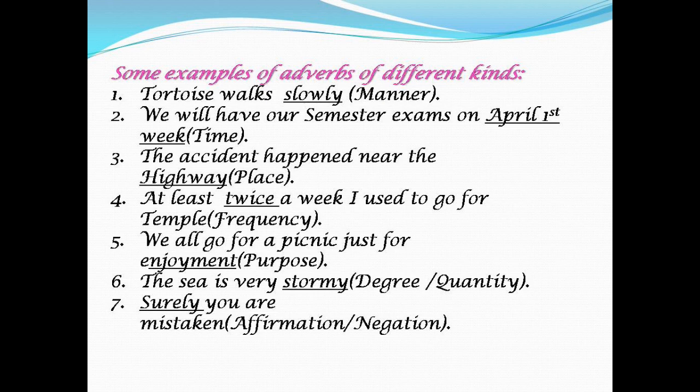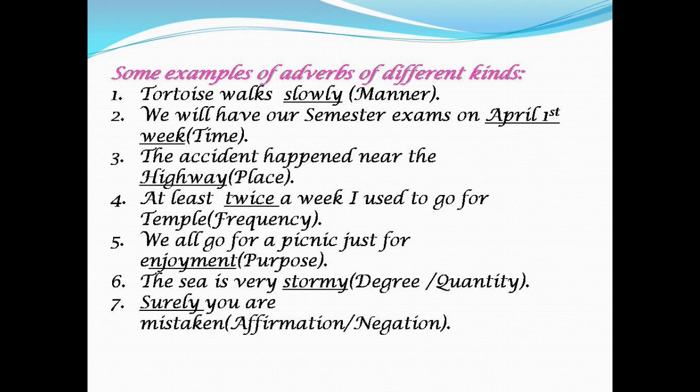Number one, the tortoise walks slowly. Slowly is an adverb of manner, good. We will have our semester exam on April 1st week. So our adverb is April. Which type of adverb? That is time, very good. The accident happened near the highway. So where did the accident happen? The highway. Which type of adverb? Place, very good.